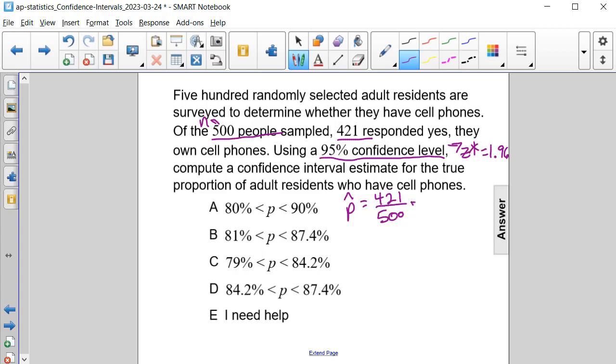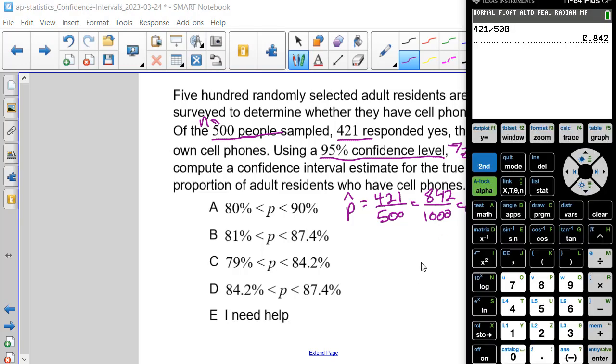You can either put this into a calculator, or if you realize that 500 is half of 1,000, you could multiply the numerator and denominator by 2 and get 842 over 1,000, which translates into 842 thousandths, 0.842. And again, if you put it in a calculator, you get the same value.